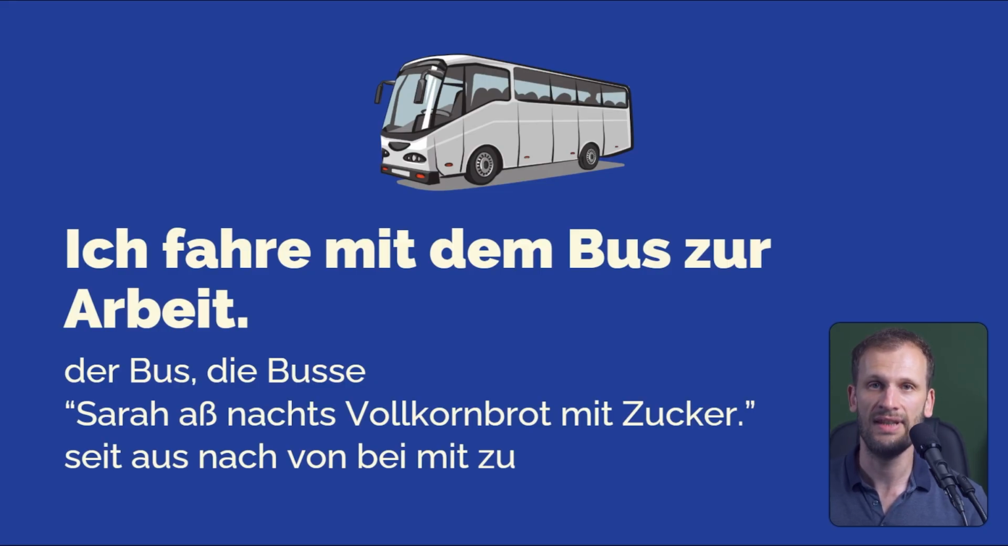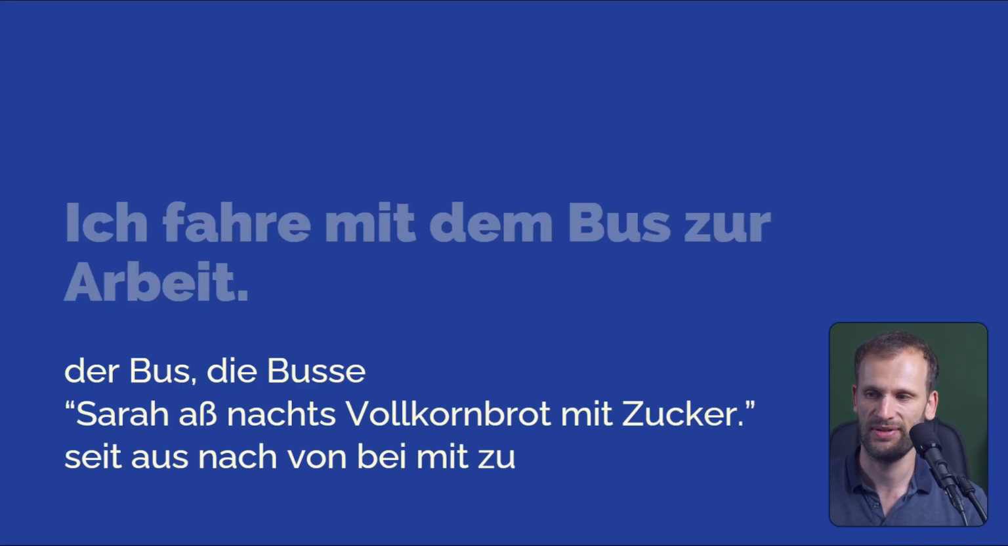Nachts stands for nach. It's pretty similar anyway. Then we have Vollkorn. So voll, the first part, stands for von. Then we have Brot, the second element here, bread, stands for bei. Then we have mit, that's the same word, stands for mit. And then we have Zucker. So the first two letters here, they give us sie, you, and that's zu. So this sentence might help you with the dative prepositions.